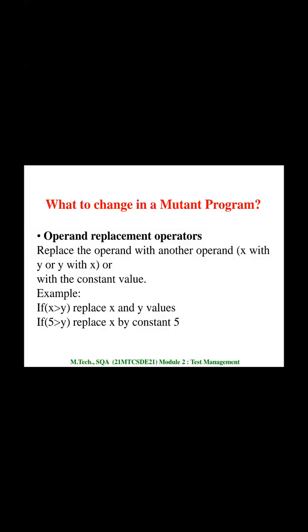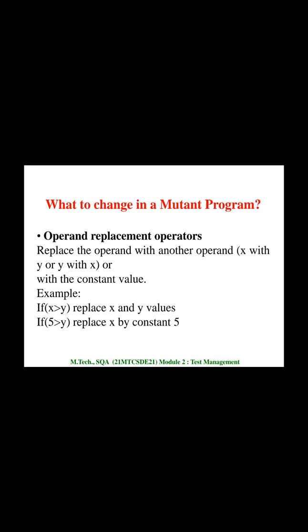And how the mutant program can be generated means, we can make use of operand replacement operators. Here we can replace the operand and operators. Replace the operand with another operand, x with y or y with x. So instead of x and y, we can interchange. Instead of x is greater than y, you can say y is greater than x. Or instead of x, you can give some constant value. We are giving 5 is greater than y. So in this way, by making a small change in your line of code, we can create the mutant program.